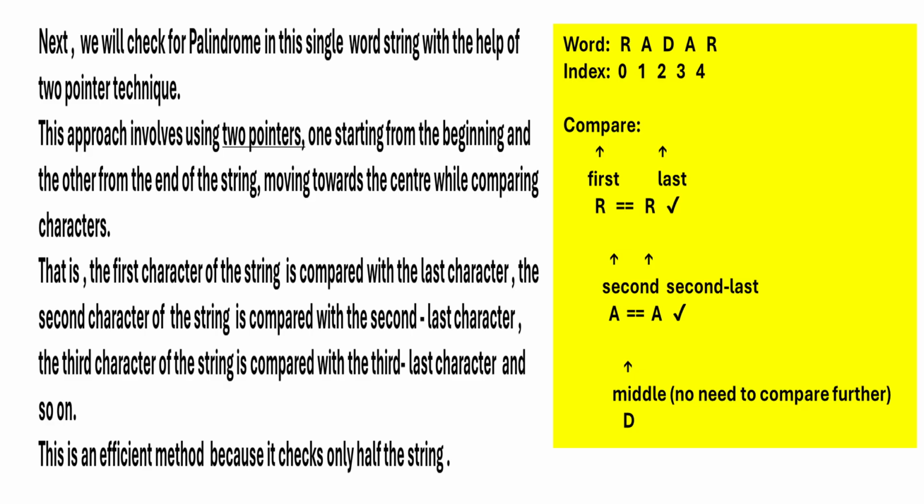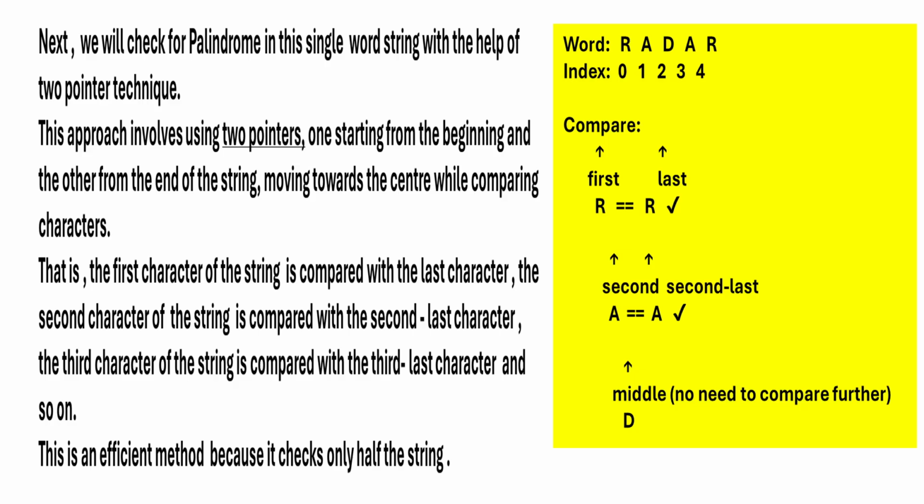Next, we will check for palindrome in this single word string with the help of two-pointer technique. This approach involves using two pointers, one starting from the beginning and the other from the end of the string, moving towards the center while comparing characters.